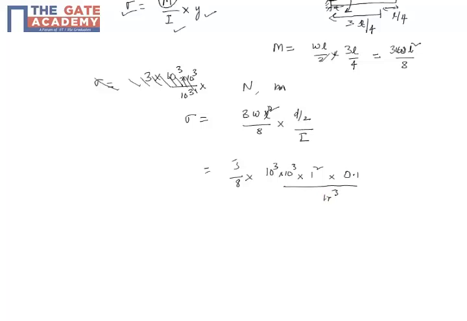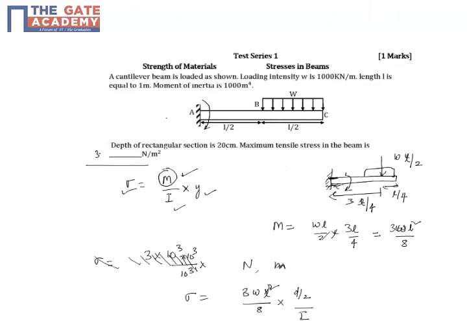So this is what we have, and if we cancel everything, 10 power 3 with 10 power 3, we get 3 by 800, so it's basically 300 by 8, which comes out to be 37.5. Remember that for the force units we have used Newton and length in meters, so 37.5 Newton per meter square is the stress value. So this is just a very simple problem. Thank you.